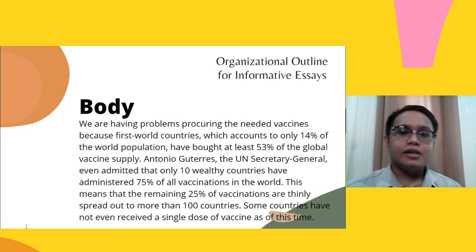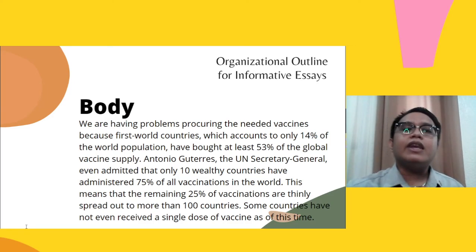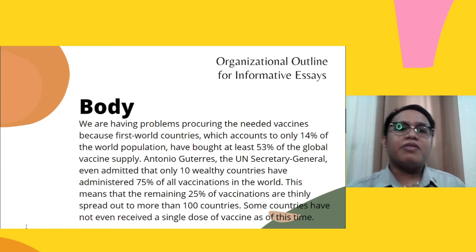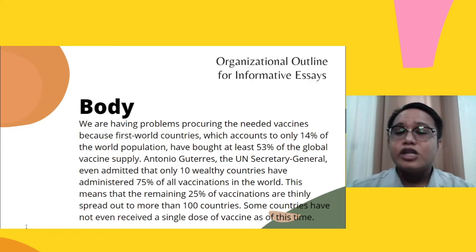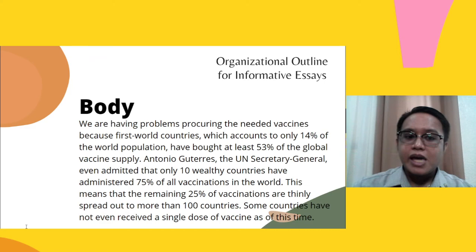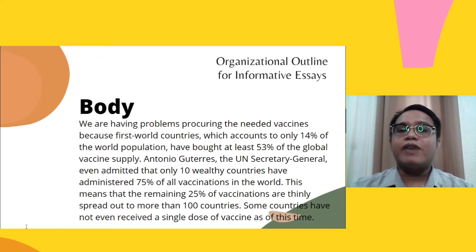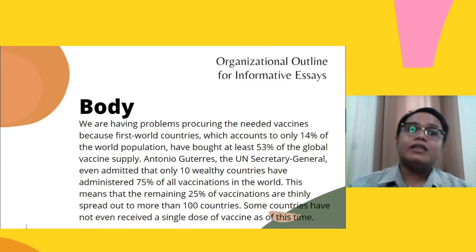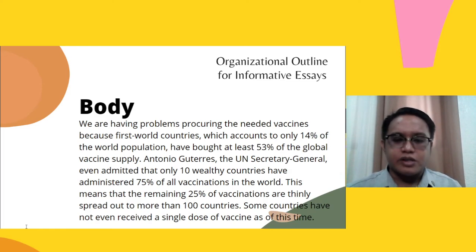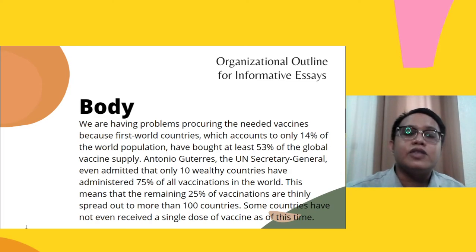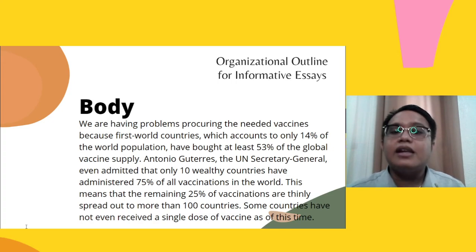Antonio Guterres, the UN Secretary General, even admitted that only 10 wealthy countries have administered 75% of all vaccinations in the world. This means that the remaining 25% of vaccinations, this is my explanation, are thinly spread out to more than 100 countries. Some countries have not even received a single dose of vaccine as of this time. Okay? So that's our body.